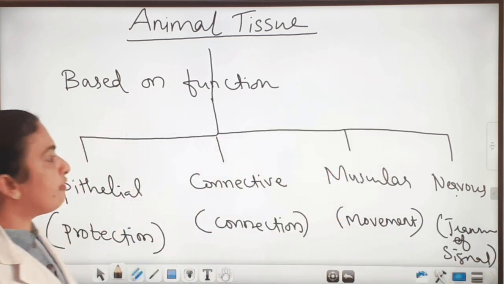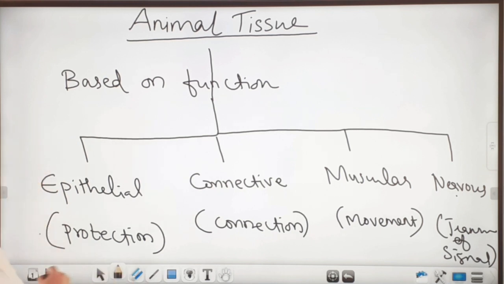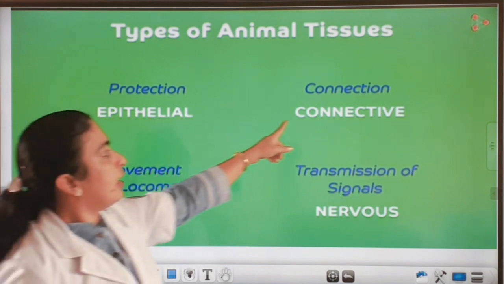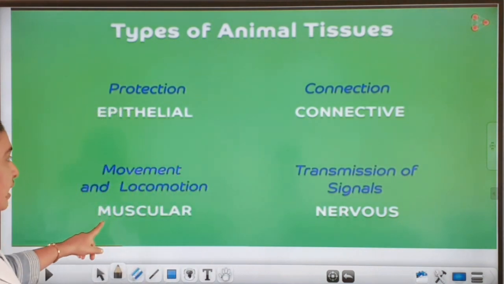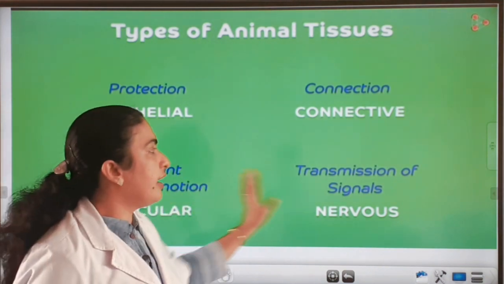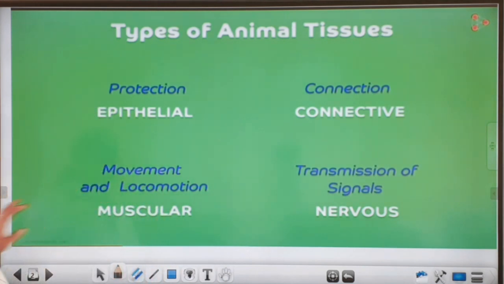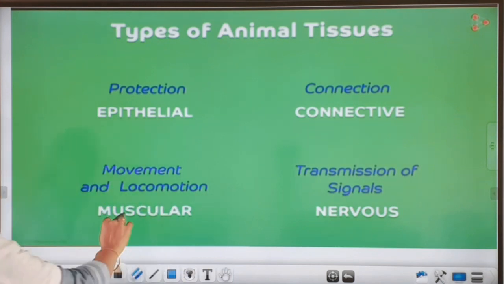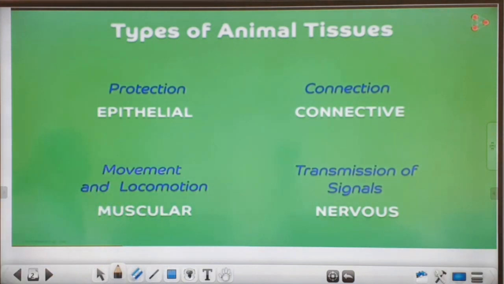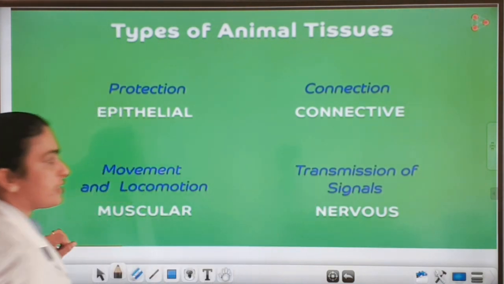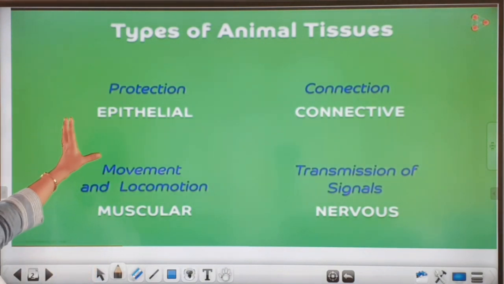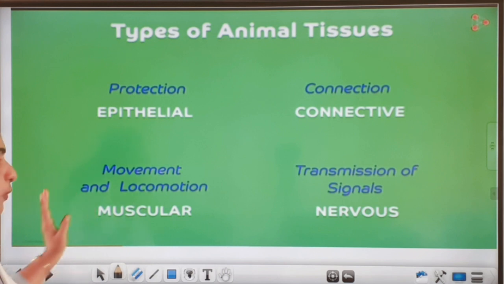So these are the 4 major types of animal tissue: epithelial tissue, connective tissue, muscular tissue and nervous tissue. Epithelial tissue for protection, connective tissue for connection, muscular tissue for movement and locomotion, and nervous tissue for transmission of signals.